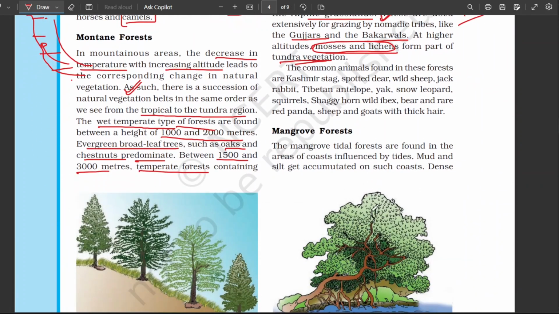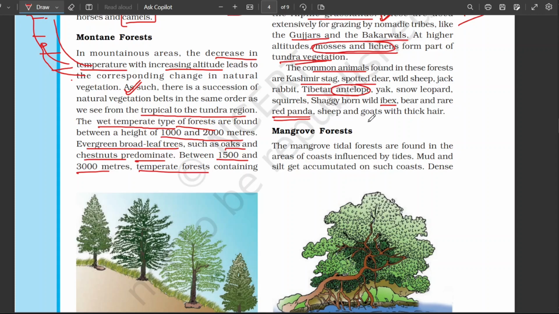The common animals found in these forests, अब वो एक साथ बता दे रहे हैं common animals को. Kashmir stag, important है. Spotted deer, wild sheep, jack rabbit, Tibetan antelope. Antelope means एक तरह से deer का ही प्रजाति हुआ. Yak, snow leopard, squirrels, shaggy horn, wild ibex. Ibex goat का एक प्रजाति, goat type का एक प्रजाति होती है, species होती है. Bear, bear and rare red panda. Red panda is important. ये आपको नॉर्थ ईस्टर्न फॉरेस्ट में मिलेगा, हिमालयन फॉरेस्ट में, रेड पांडा.